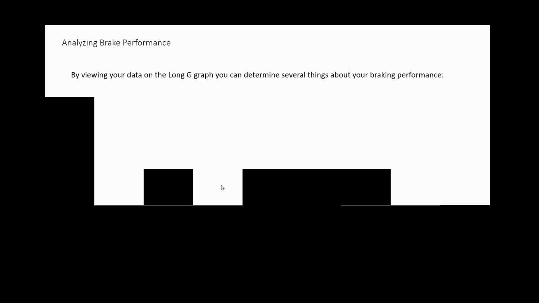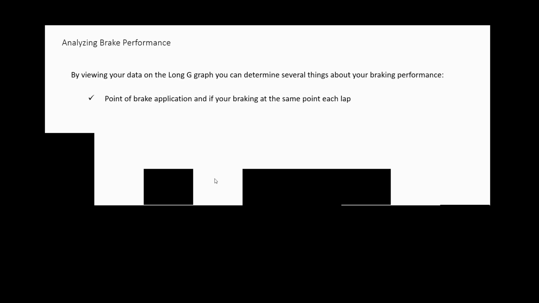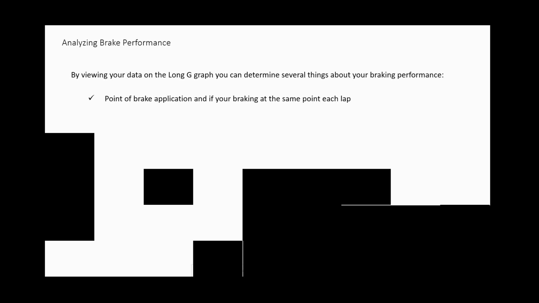Now, some of the things we can determine using the longitudinal G graph, one of them is we can pick out the point where we're applying the brakes, seeing if we're braking at the same point each lap. We can also do that with a brake trace as well, but there are some things we can do with a longitudinal G graph that don't necessarily show up on the brake trace.